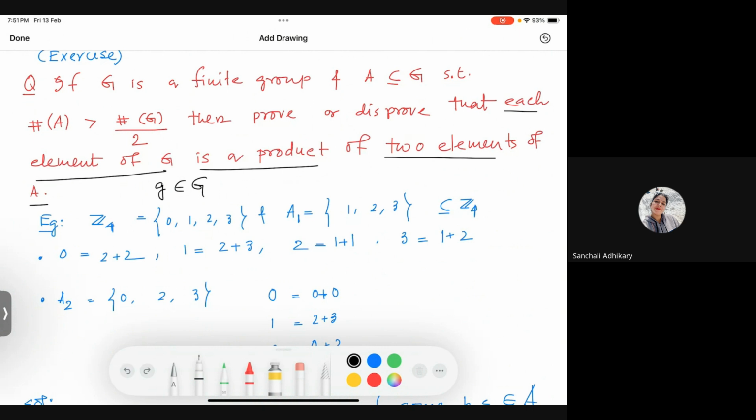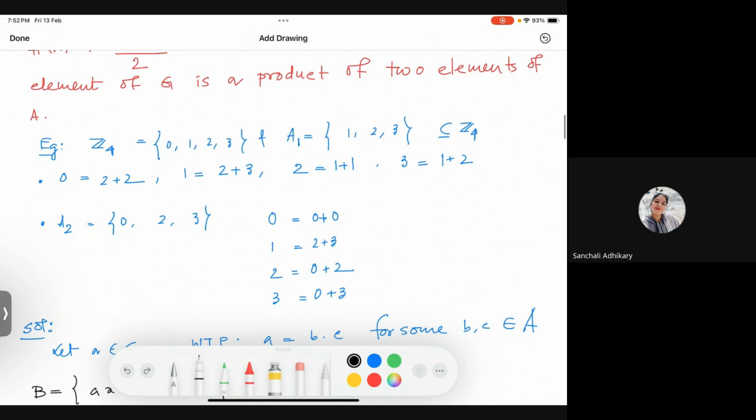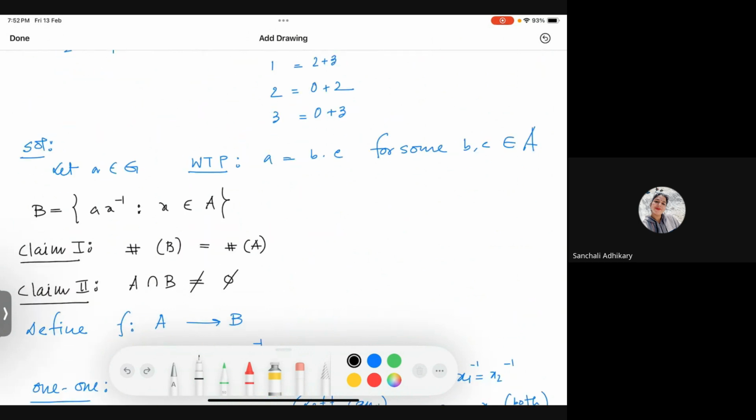So I am taking any element from G and I am saying G can be written as the product of two elements, B into C, where B and C both belong to the set A. To understand this question, I will discuss the proof, the solution.